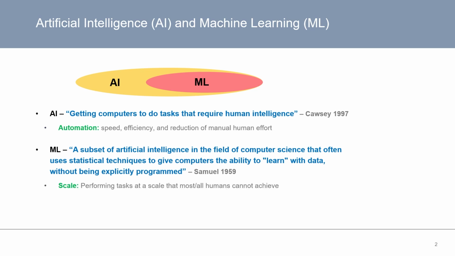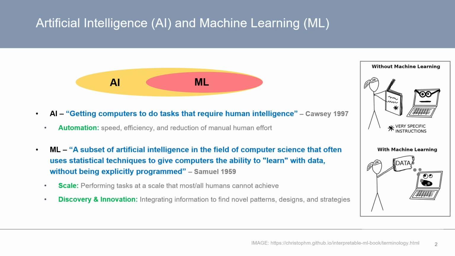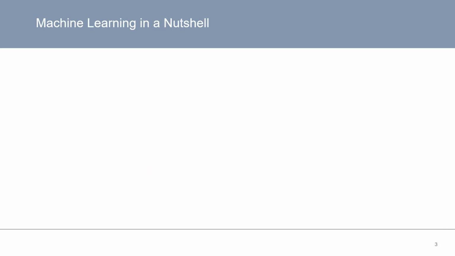The goals of machine learning involve scaling up to perform tasks that most or all humans can't achieve, as well as seeking to discover and innovate by integrating information to find novel patterns, designs, and strategies. So ultimately, artificial intelligence methods can perform tasks that don't involve machine learning, and machine learning in particular requires input data to learn from. Next, let's briefly explain what machine learning does in a nutshell.